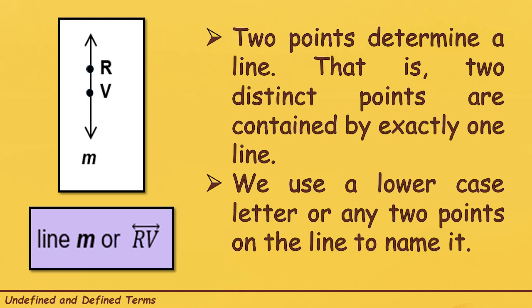Una, tignan kung merong lowercase letter. Isa lang yon, ilalagay line M. Kasi M yung nakikita natin dito. Sunod naman is by using 2 points in that line. So, in our case, dalawa yan, R and V. So, line RV. We are done with the first two undefined terms, which are point and line.